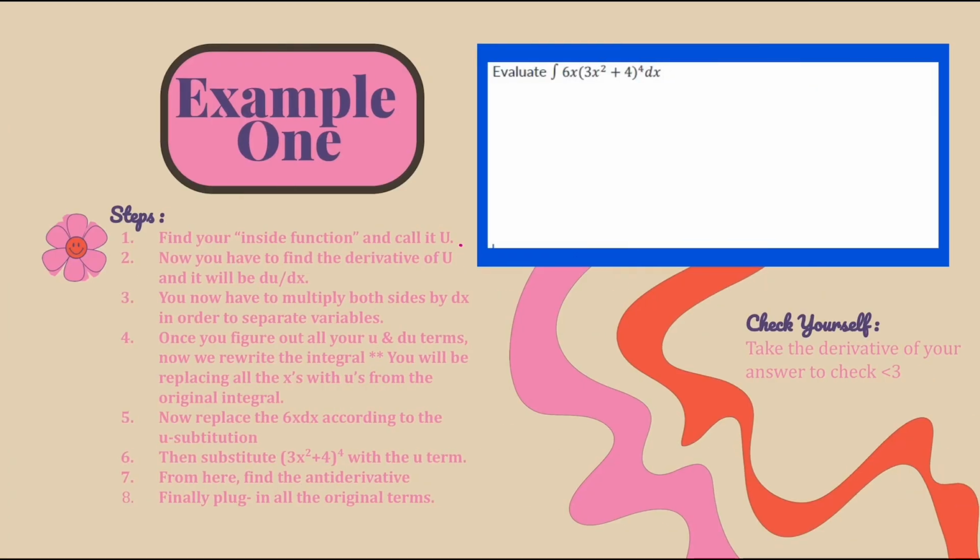So this is going to be our formula, and more in depth, like I mentioned on the last slide, you're going to find your inside function and you're going to call it u. So let's find something that's either in the parentheses or an exponent, and look, we have something in the parentheses, so that's going to be u. U is going to be 3x squared plus 4.